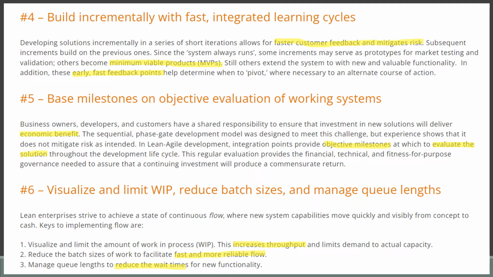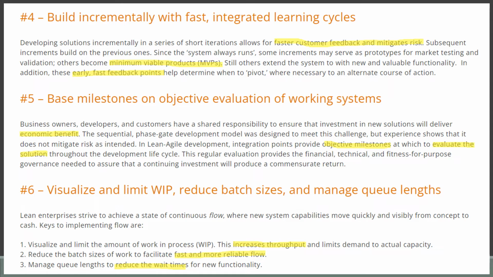See, the business owners, the developers and customers have a shared responsibility to ensure that the investment in the new solutions will deliver economic benefit. So everybody should understand that the solution we are providing has an economic benefit. Even the sequential approach has phase gate reviews, imbibing the concept of economic benefit, but it does not mitigate the risk as intended.